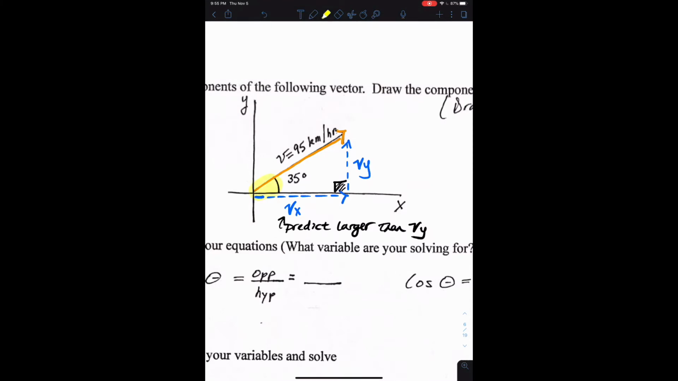Okay, so now you can see this should remind you of SOHCAHTOA. We have an angle. It's 35 degrees. We'll call that theta. And we want to solve for Vx and Vy. How do we start, right? Well, we'll start by labeling our triangle. I think that's the safest way.